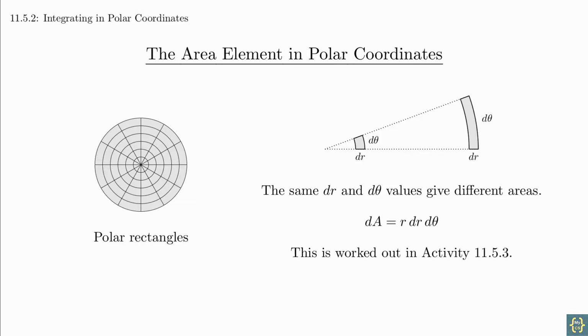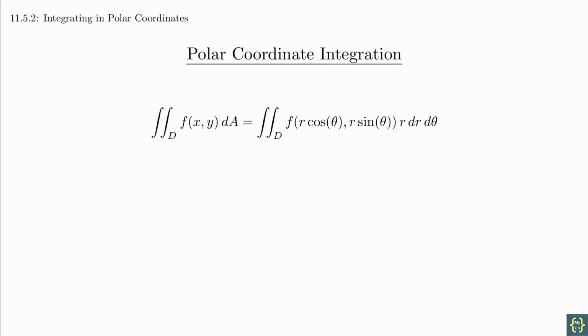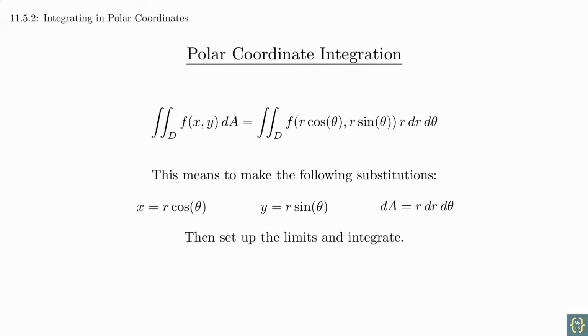Activity 11.5.3 walks through the process of calculating that area, and then taking the limit as the r and theta values get very close to each other. The end result is that you get dA is equal to r dr d theta. And that area element gives us what we need to convert everything into polar coordinates. Here's the formula for the double integral in polar coordinates. This feels complicated, but all it's saying is that you substitute r cosine theta for x, r sine theta for y, and r dr d theta for dA. And then you need to set up your limits and integrate.